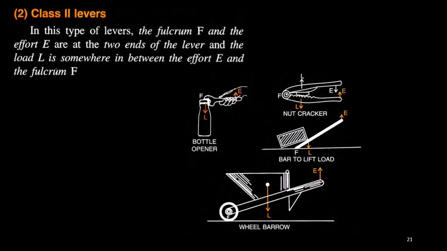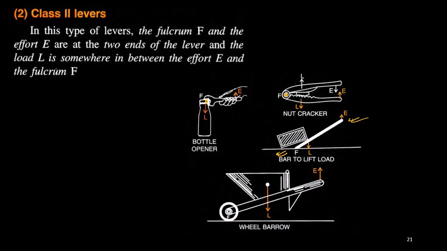Now come to the class 2 lever. In a class 2 lever, the fulcrum goes to one end. At the end point, the fulcrum has to be there, and the effort is on the other end. One end is the fulcrum, another end is the effort, and in between the load has to be there. That is a class 2 lever.